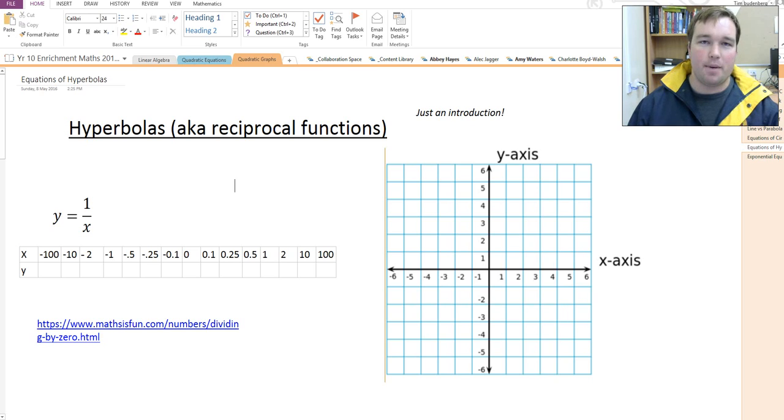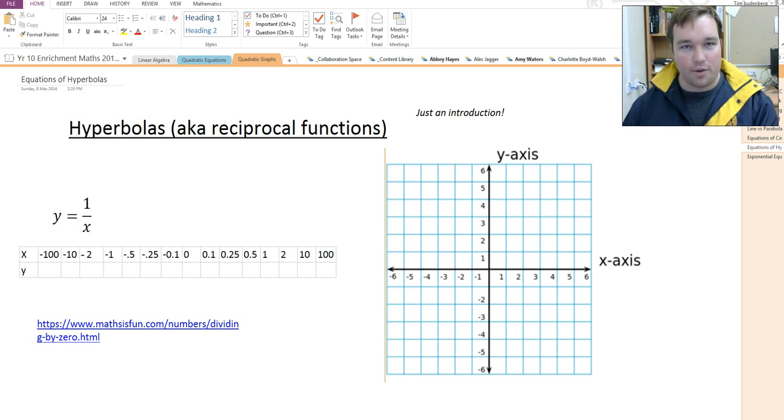Now, this is just meant to be an introduction to this type of function. You'll go far further into it in Year 11. Right now, it's just to get a taste of it. A bit like in Year 9, you got a taste of quadratics. This year, we're going further into them. This year, you're getting a taste of reciprocal functions, exponential functions and circles. Next year, you'll go further into them.